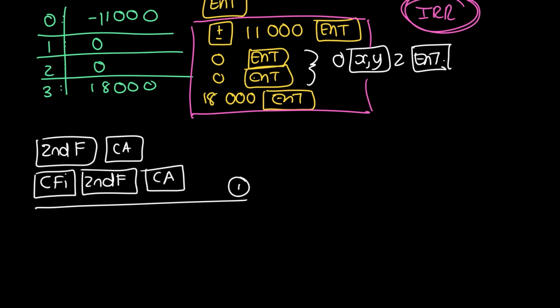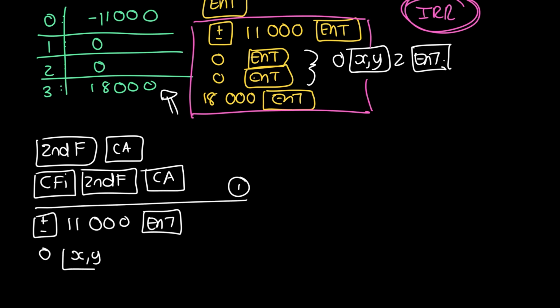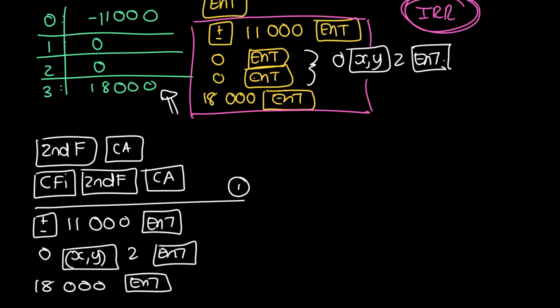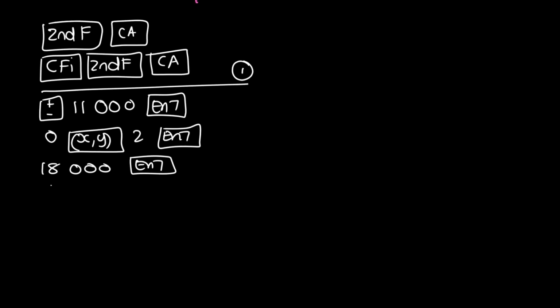Then we input everything in our table that we created through our timeline. So the plus minus 11,000 and enter. Then we would enter the 2 zeros. So I'm doing it the short way to get me in the habit of utilizing the short methods. To enter. And then 18,000 and enter. So that's my part 2, putting in my data.